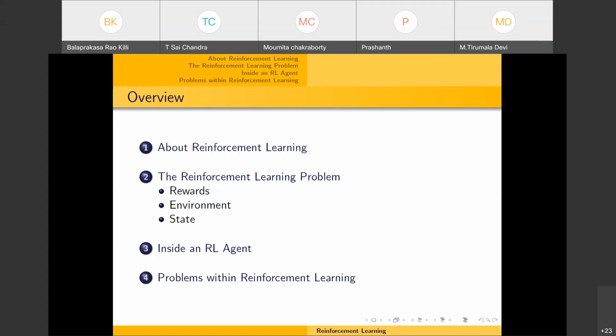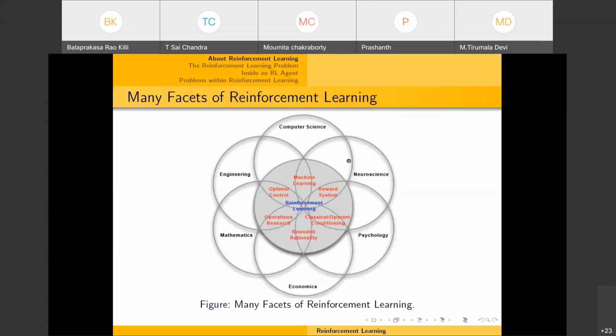And then we'll see what is the control problem, what is estimation, how they both are different, and how they are related also. These things we'll see. That is section 4. So let us start our presentation with reinforcement learning.